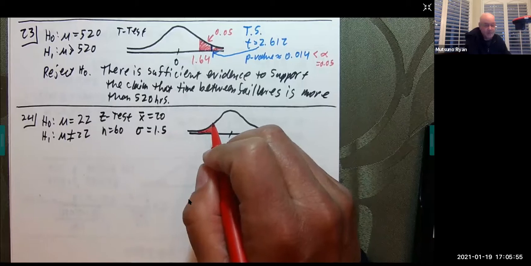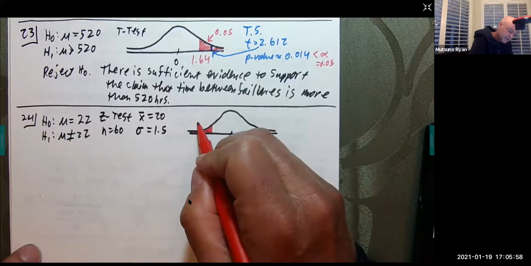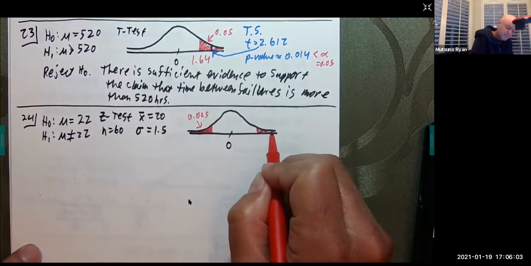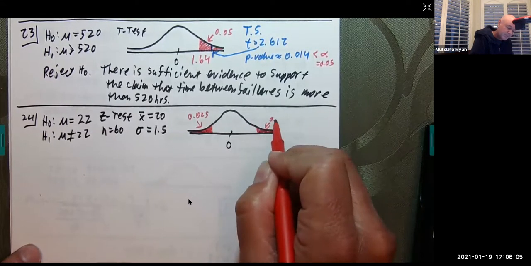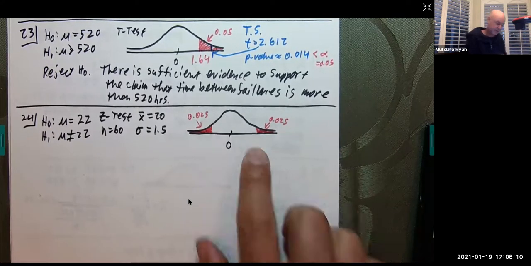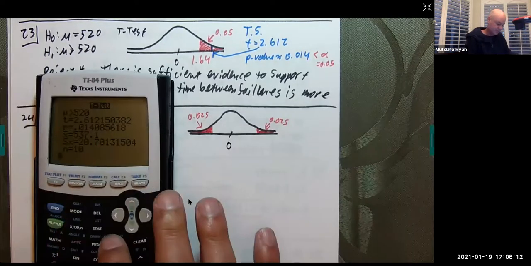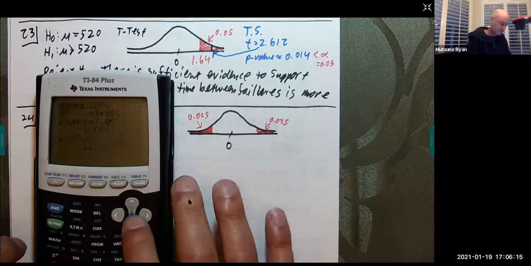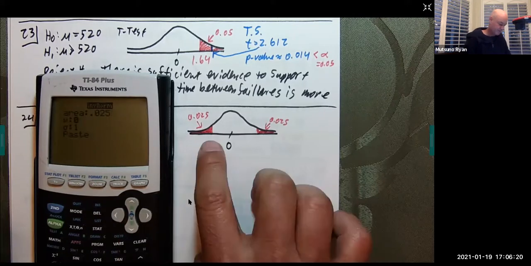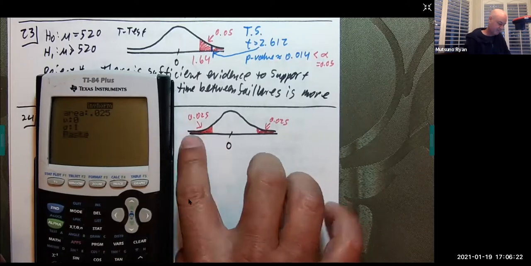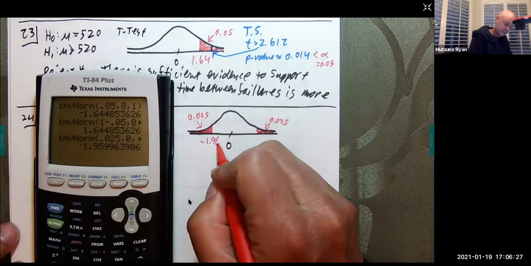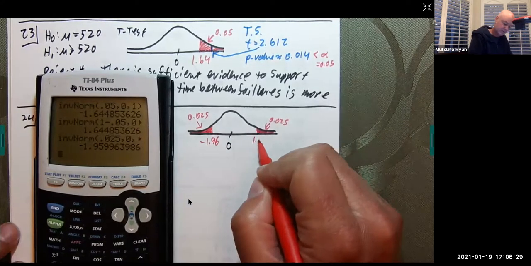Alpha is 0.05, so this is going to be half that, 0.025. And I'm only going to get one of them because the other one's going to be the positive version of that. So this is going to be inverse norm, 0.025. This will give me the negative one here. Area to the left. Negative 1.96, making this positive 1.96.